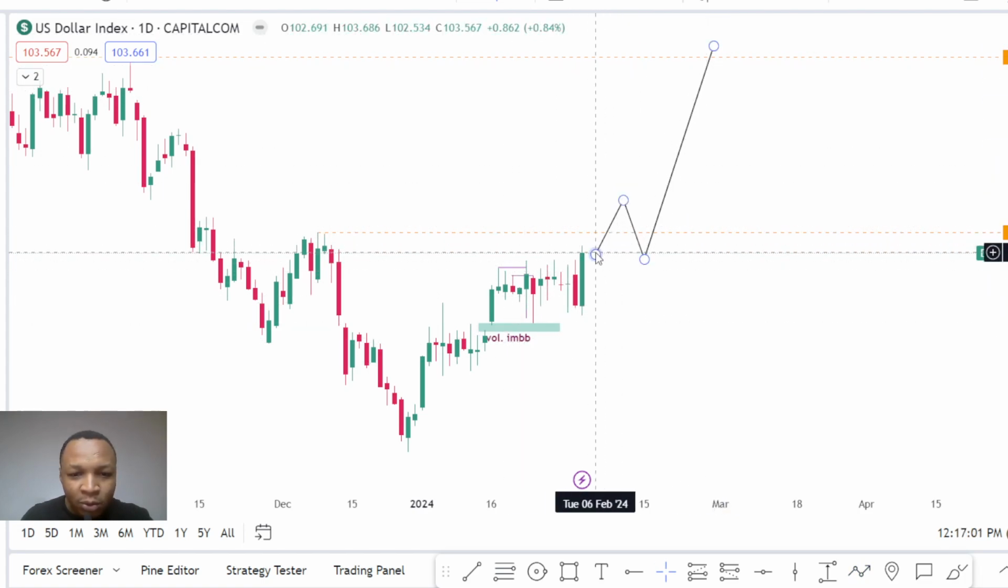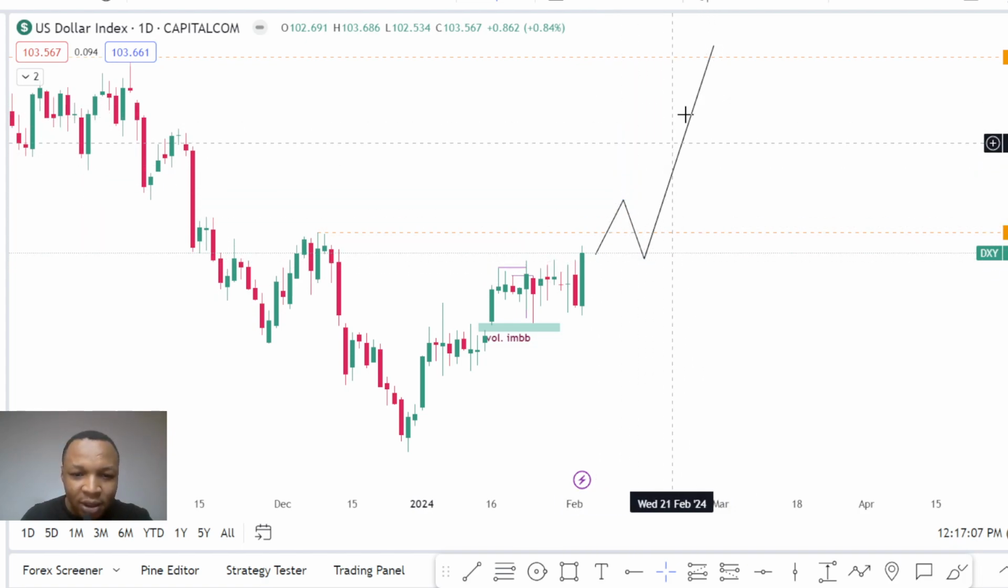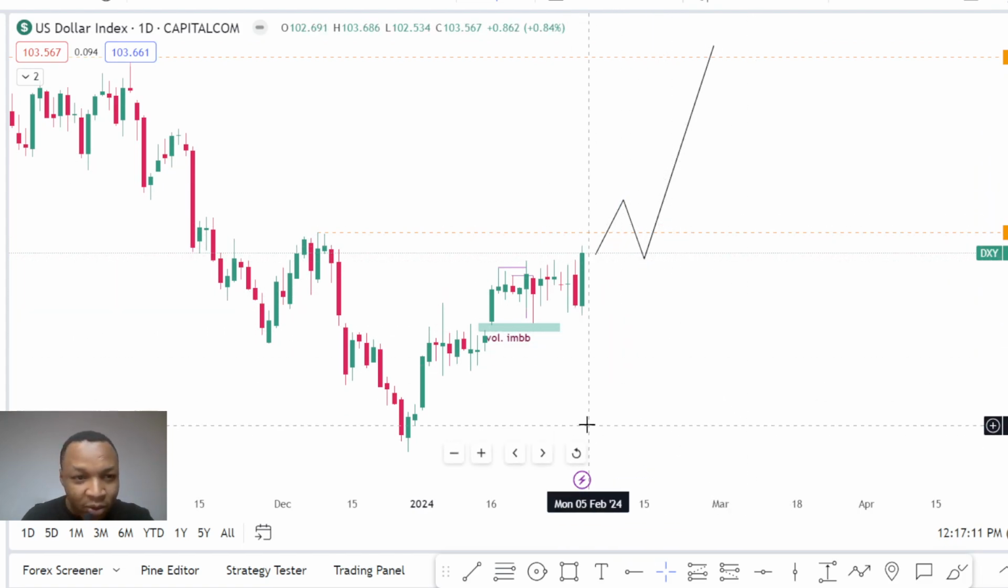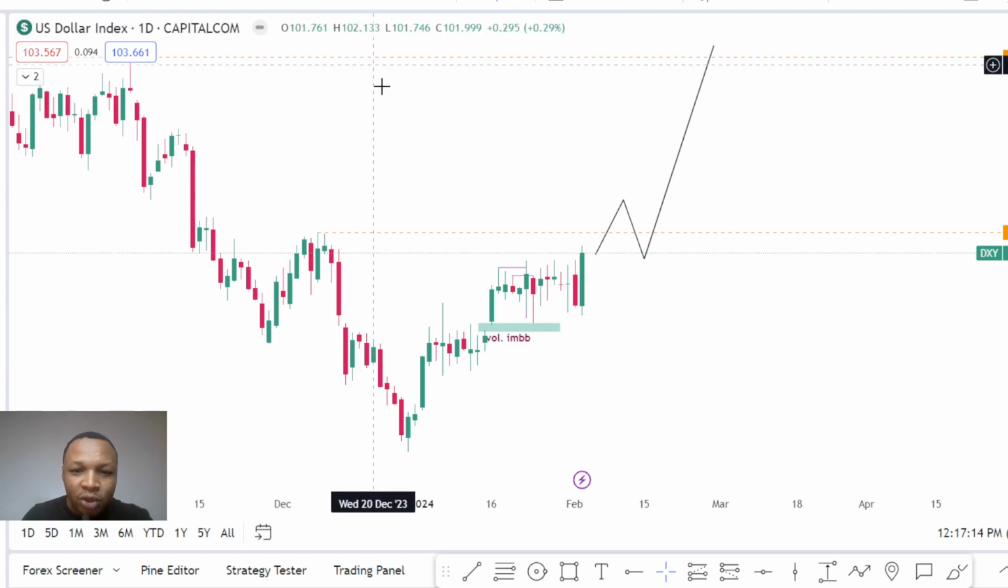Okay, for the whole month of February, this is our outlook on the dollar index. We want to see it break this high, return to test, and then continue trading above. So this is my outlook on the dollar index going into the next week.